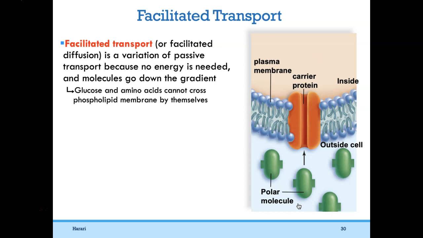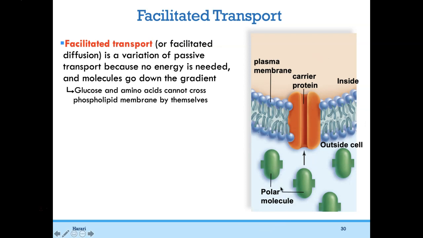Let's talk about another type of passive transport called facilitated transport. Facilitated transport is a variation of passive transport because no energy is needed, because molecules go from high concentration to low concentration. As long as molecules are going down the concentration gradient, we call that passive transport and no energy is required. What's different about facilitated transport is that this is the transport of polar molecules. These are molecules that can't just diffuse across the membrane because they can't get through the phospholipid bilayer.